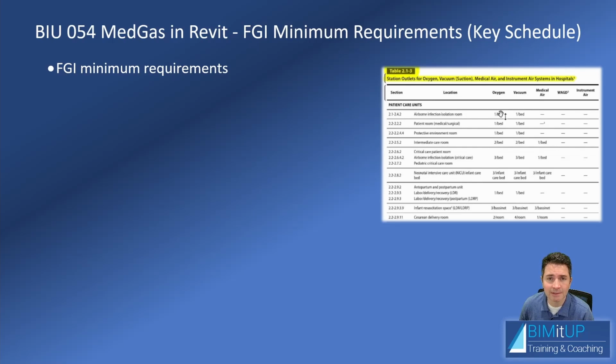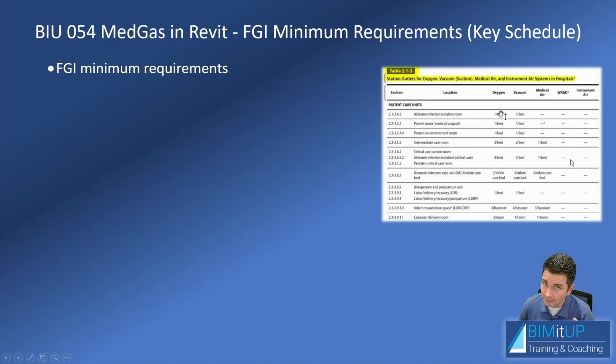of healthcare facilities. And in this particular table that you see here on screen, you have the minimum number of outlets for oxygen, vacuum, medical air, and instrument air in hospitals. So, for example, if you have this critical care patient room, you would require 3 oxygen outlets per bed and 3 vacuum outlets per bed, and then 1 medical air outlet per bed. And you don't need any waste anesthetic gas disposal or instrument air.